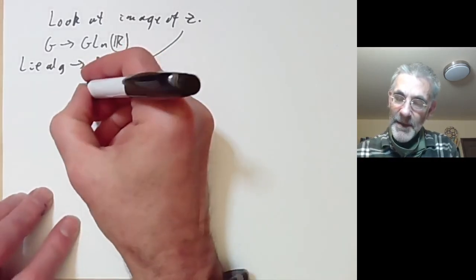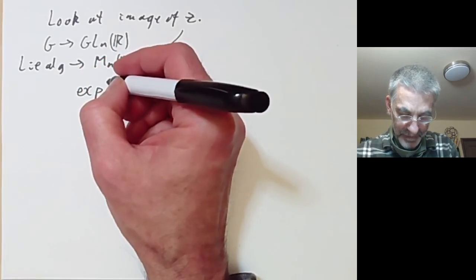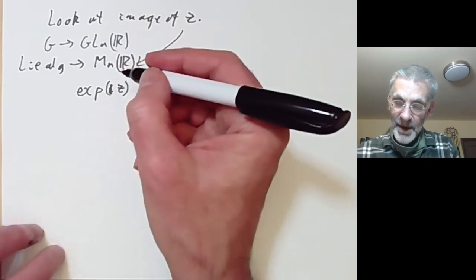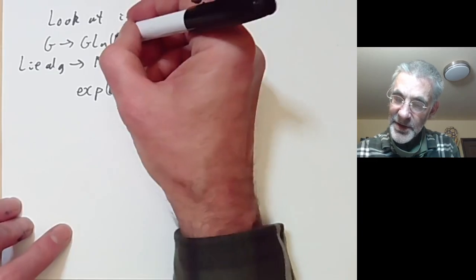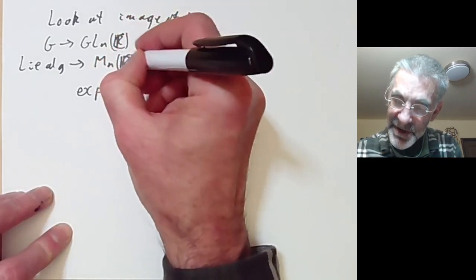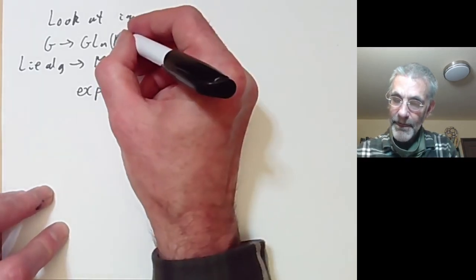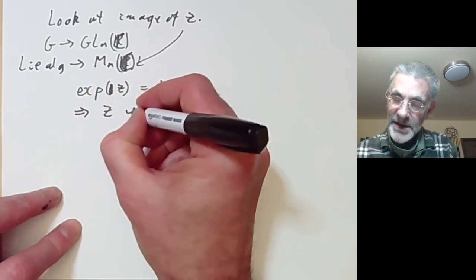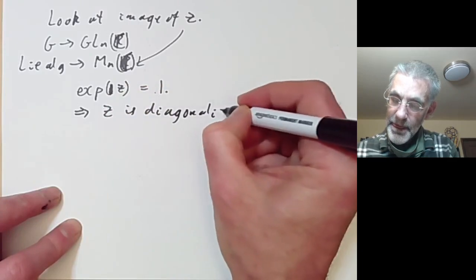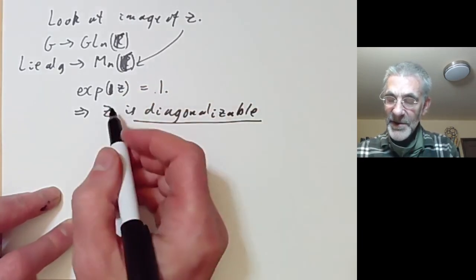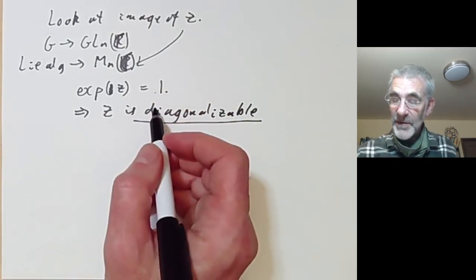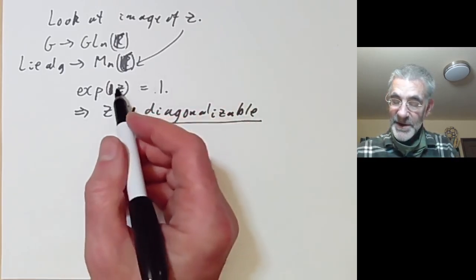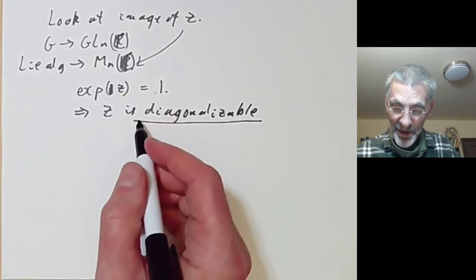And now we notice that exp of z must be equal to 1. We should be working over the complex numbers, not the reals, so that I can diagonalize everything. We know that exp of z is equal to 1, and this implies that z is diagonalizable. Because if a matrix isn't diagonalizable and you put it into Jordan form, you see that the exp of it can't be 1, and we just get a one parameter subgroup isomorphic to the reals. So we know z is diagonalizable.